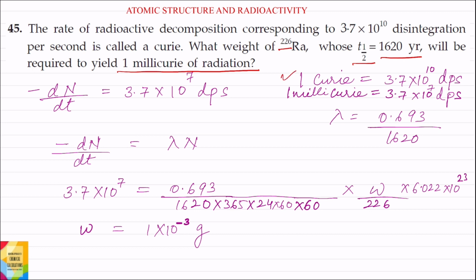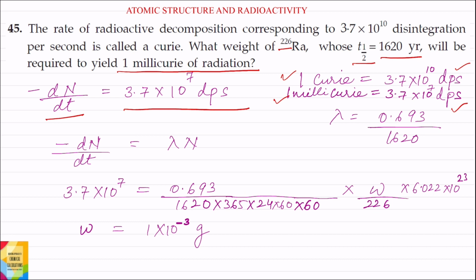Now 1 curie means 3.7 × 10^10 disintegrations per second. So 1 millicurie will be equal to 3.7 × 10^7 disintegrations per second. Now in the question it is given that minus dN by dt, that is the number of disintegrations per second, is equal to 3.7 × 10^7 disintegrations per second.